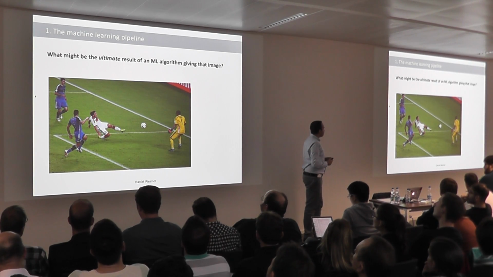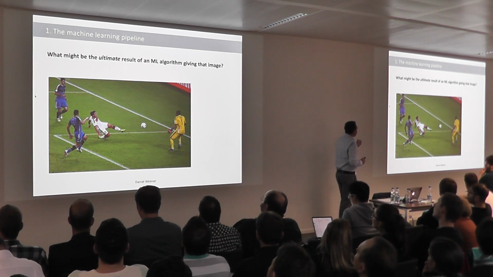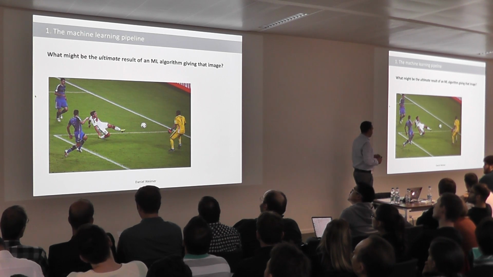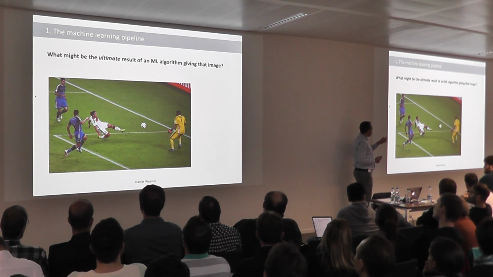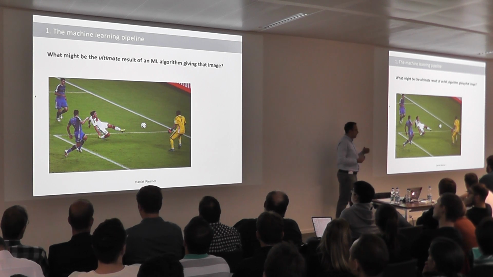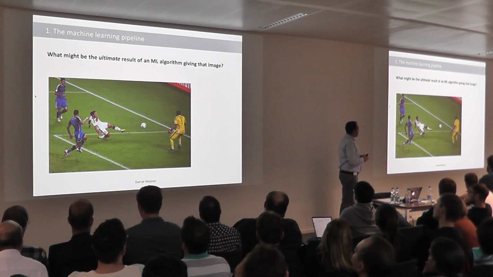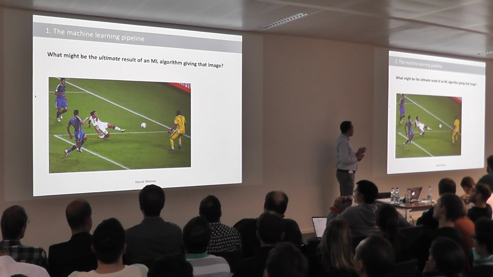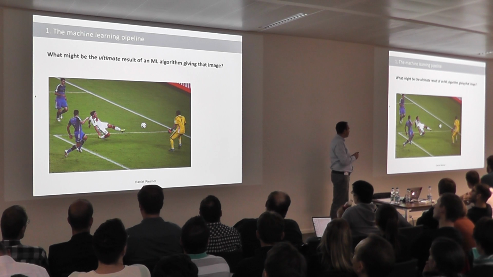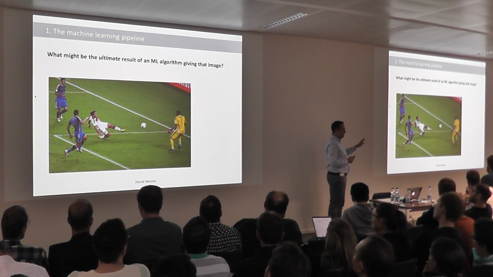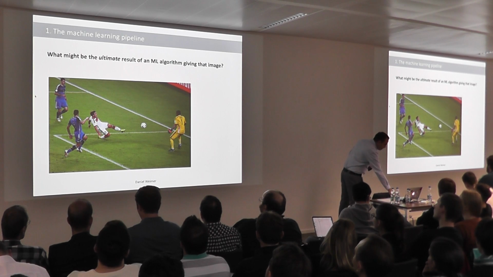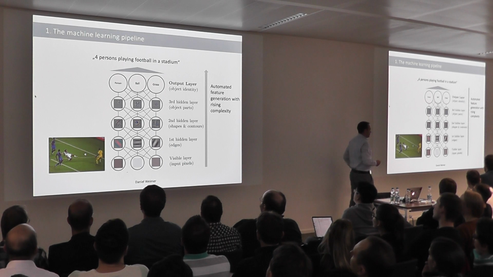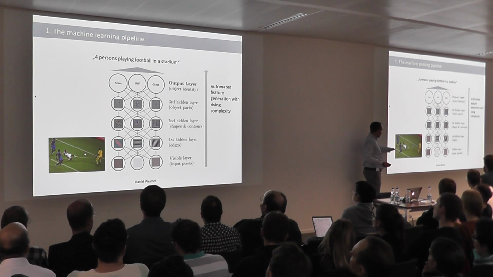And another example: what might be the ultimate result of a machine learning algorithm applied on this image? For example, you see some persons, you see a ball, you see grass, and the ultimate result might be: it is the 8th of July in the Maracanã Stadium, and Mario Götze scores the 1-0 for Germany in the 118th minute and makes Germany the champion of the world in football. But only based on this image, the ultimate result might be four persons playing football in a stadium. So this is basically the information which is in this image.